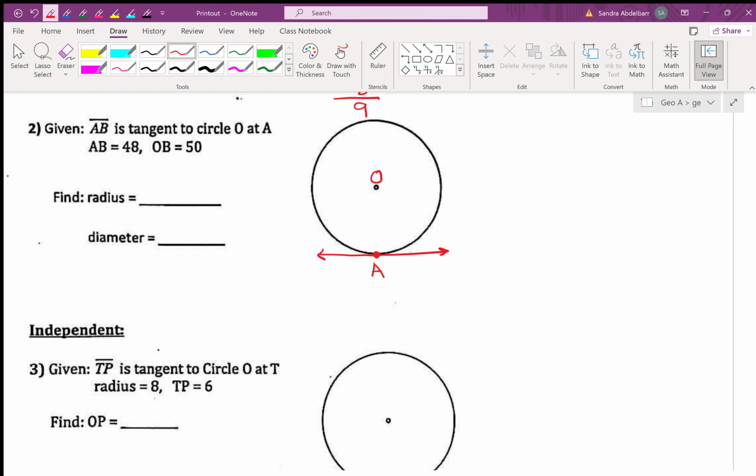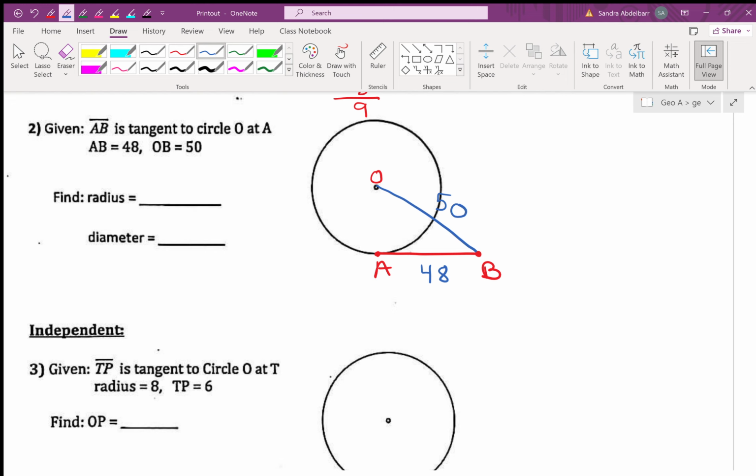Oh, sorry, did they say this was a segment? I made a line. They said segment AB, sorry. So I'm going like that. And it's tangent at A, which means the other point is B. And then they're telling us AB is 48, so I'm going to label that. And they're telling us OB is 50. So what should I do? You got it. I'm going to create a segment from O to B and label that 50.